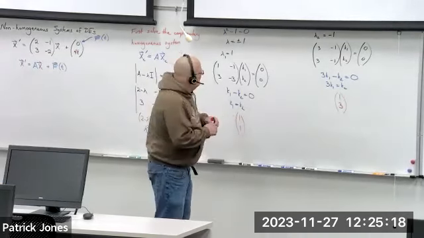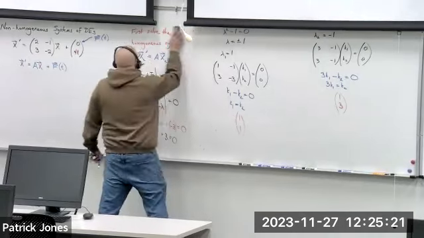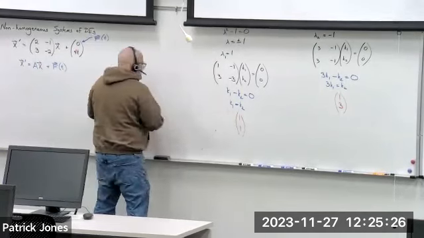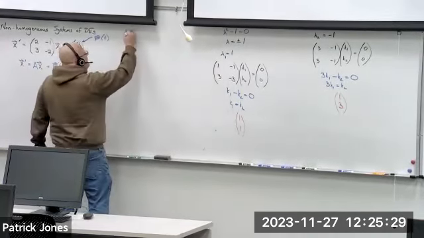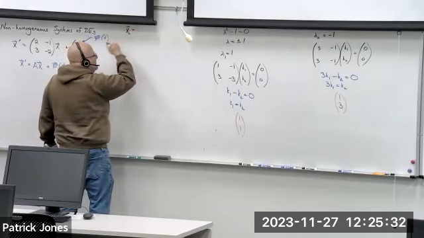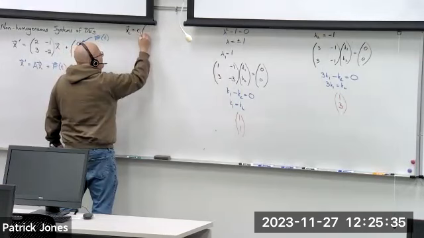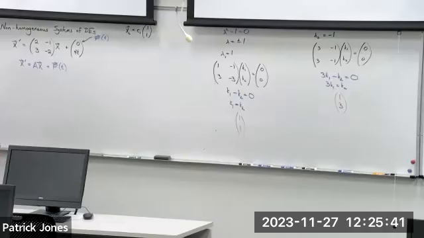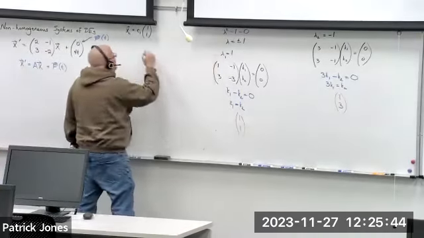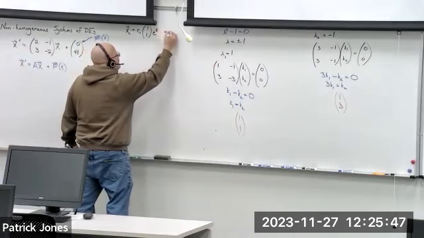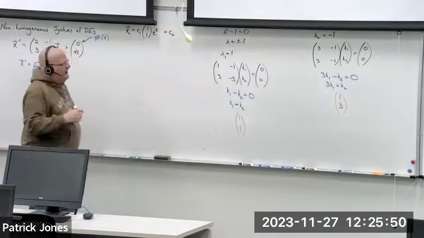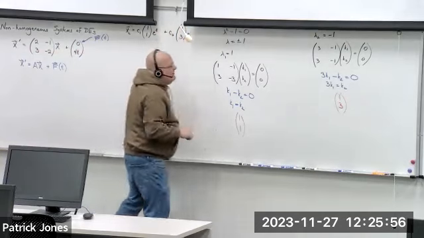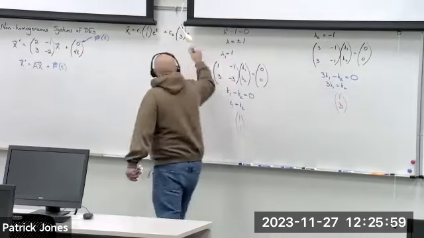Putting that together, what we've got is that our complementary homogeneous solution is any constant times (1, 1) times e to the 1 t, plus any other constant times the second eigenvector times e to the negative 1 times t, or negative t.